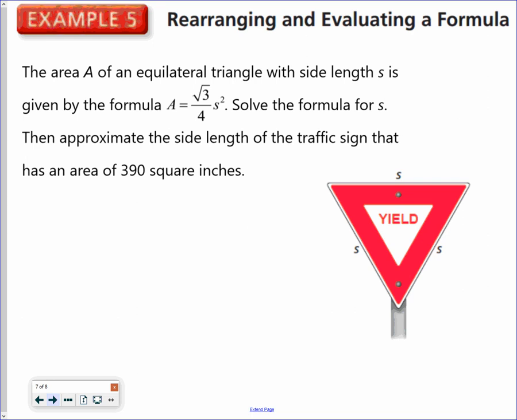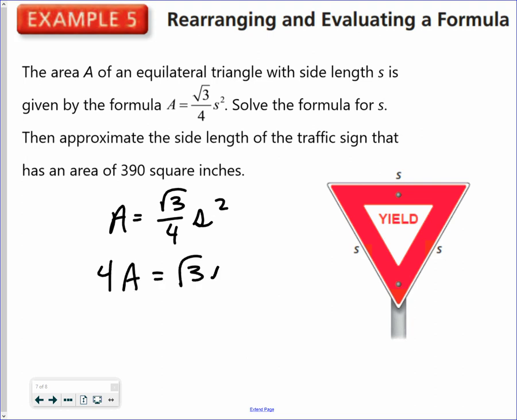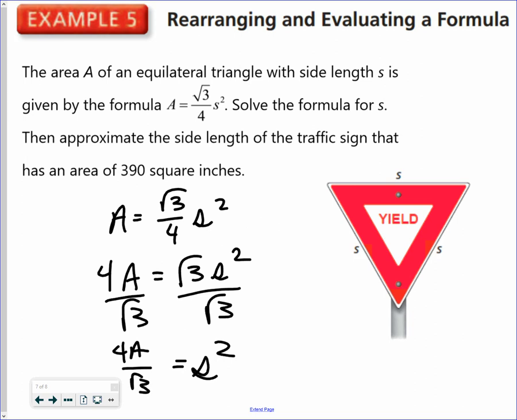Next one, the area of an equilateral triangle with the side length of s can be given as the formula A equals the square root of 3 over 4 times s squared. Solve the formula for s, then approximate the side length. So again, they want me to solve this for s. So what would I have to do? Multiply both sides by 4, divide by the square root of 3. So 4A over the square root of 3.